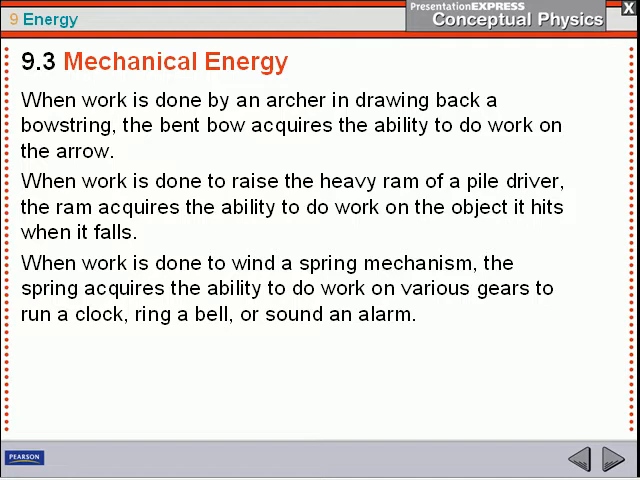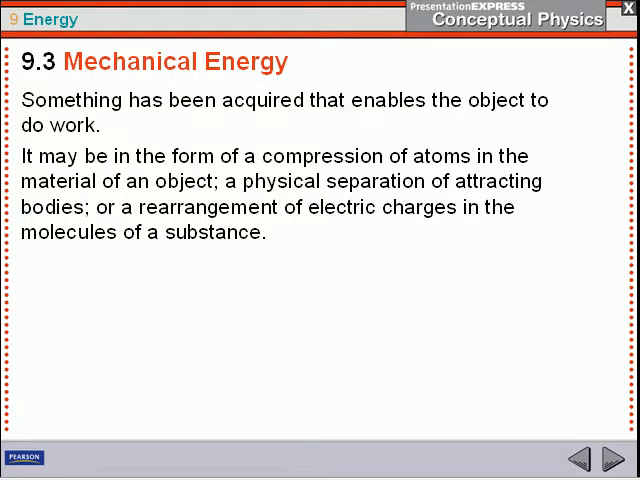So when we're talking about mechanical energy, let's look at a couple examples here. When work is done by an archer in drawing back a bowstring, the bent bow acquires the ability to work on an arrow. When you lift the heavy ram of a pile driver, the ram acquires the ability to work on the object it hits when it falls. When work is done to wind a spring mechanism, the spring acquires the ability to work on various gears to run a clock, ring a bell, or sound an alarm.